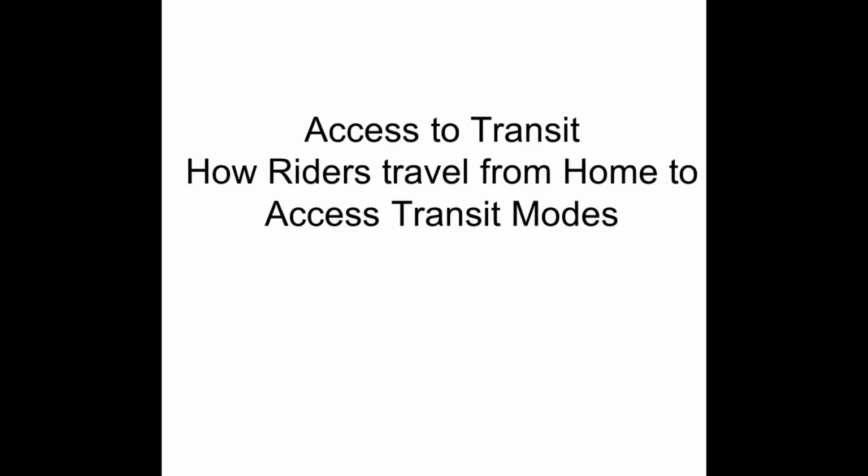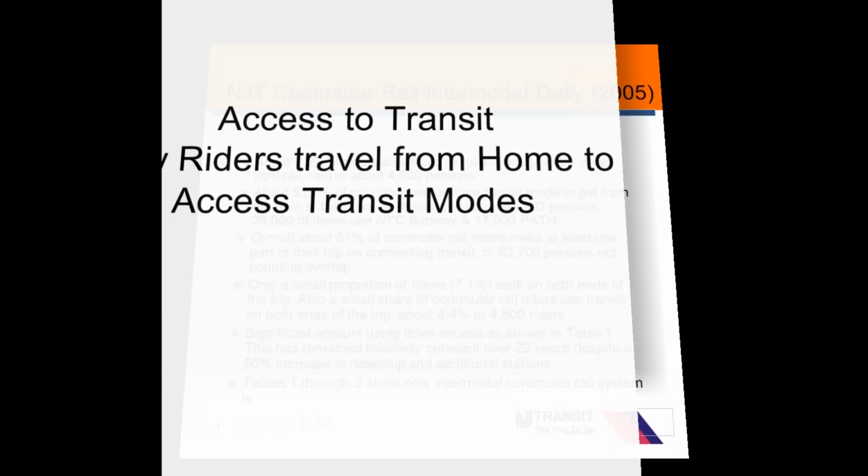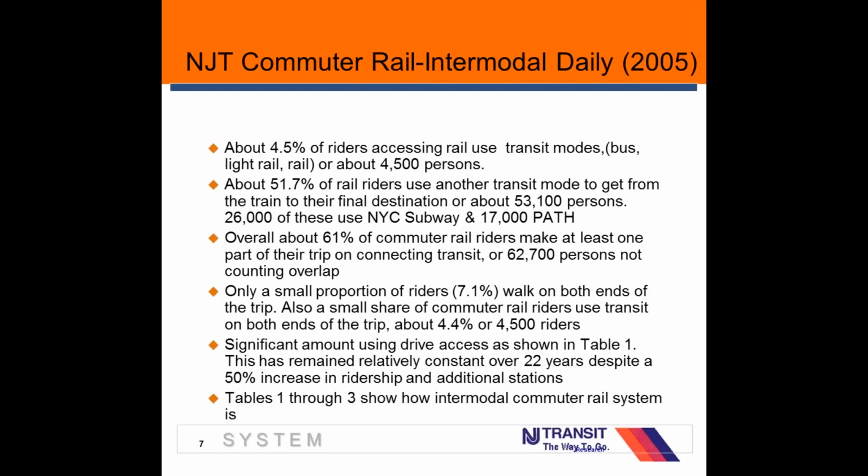First thing I'm going to cover is access to transit, basically how riders travel to and from home to access transit modes. I'm going to talk about the New Jersey Transit Commuter Rail System, which carries about 150,000 trips a day. But despite that, only about 4.5% of the riders use some kind of transit mode to access the system. However, over half of these rail riders use another transit mode to get from the commuter rail train to their final destination. It's about 53,000 people.